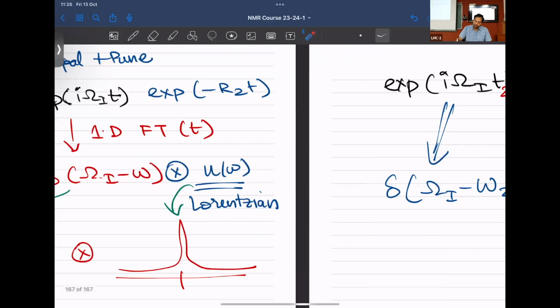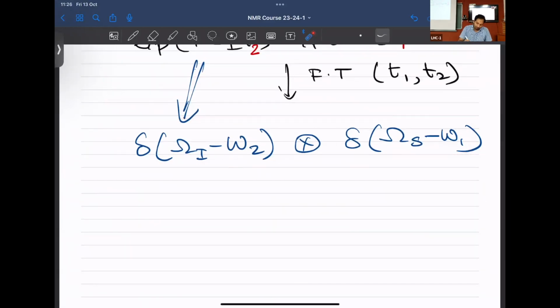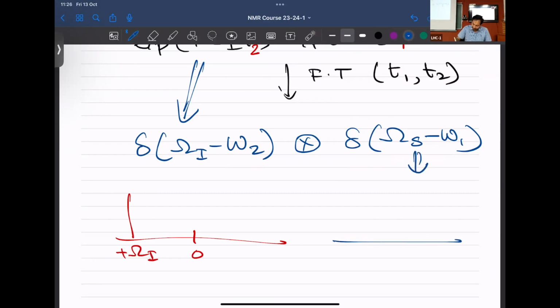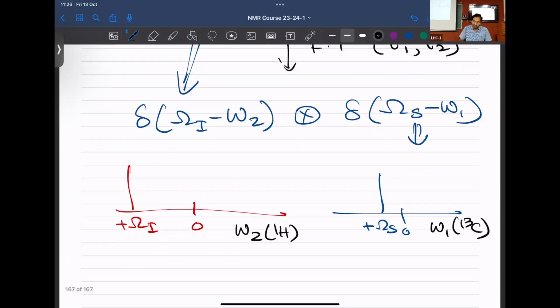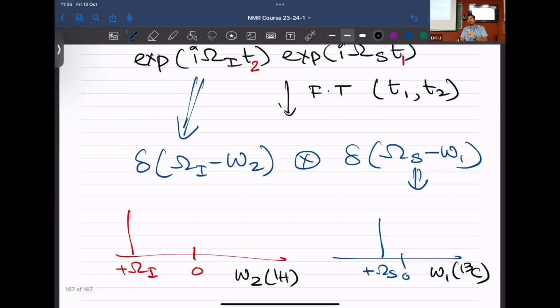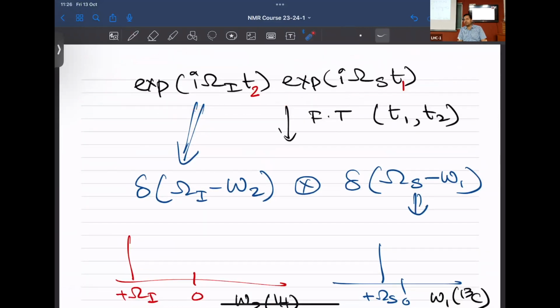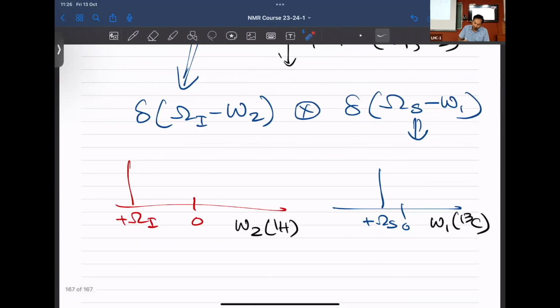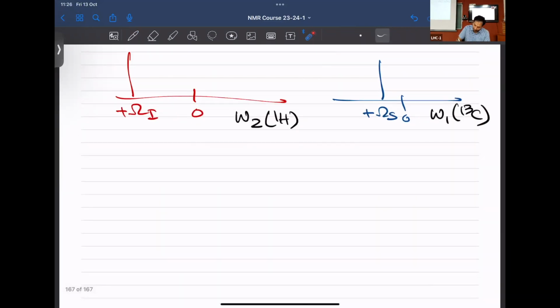Similarly, here, we are just looking at two Dirac delta functions. So what does this mean? This is going to give a resonance at omega I. And the S part is going to give a resonance at, let's say, plus omega S. These are two different dimensions. Here I'm talking about the omega 2 dimension with respect to, let's say, proton, and the omega 1 dimension with respect to carbon 13. Somehow, if I have to generate this density matrix, which we'll see in 5 minutes, but let's assume that we have the capability to generate this density matrix, there's a multiplication in the time domain. Therefore, it has to be a convolution of two Dirac delta functions in the frequency domain. So let's see how it will look.